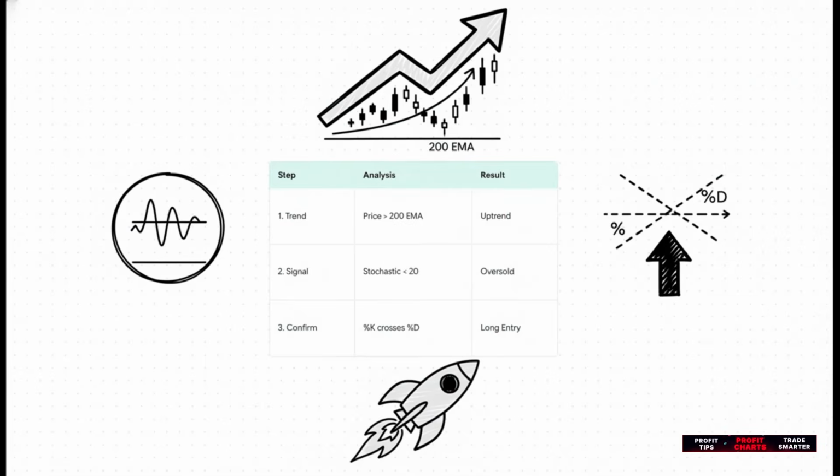Let's walk through a real example with Bitcoin. Okay, first thing we see, price is way above the 200 EMA. So our trend is clearly up. That's check 1. Second, we get a nice pullback that sends the stochastic way down into the oversold zone below 20. Check 2. And finally, we get our confirmation when that blue %K line crosses back above the red %D line. All 3 steps line up. That's a high probability setup to go long.